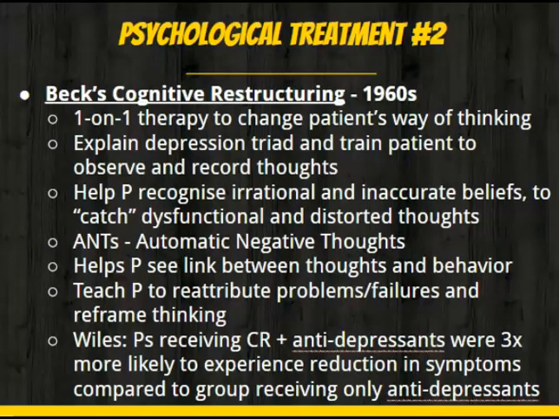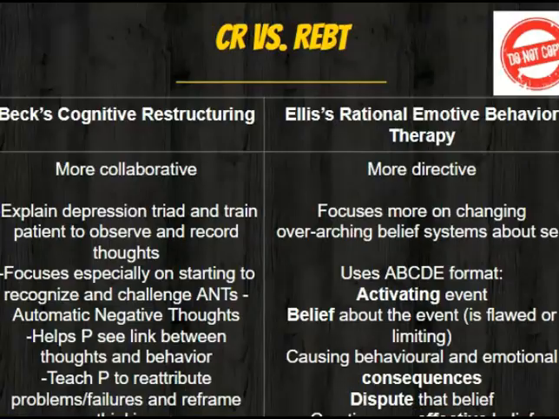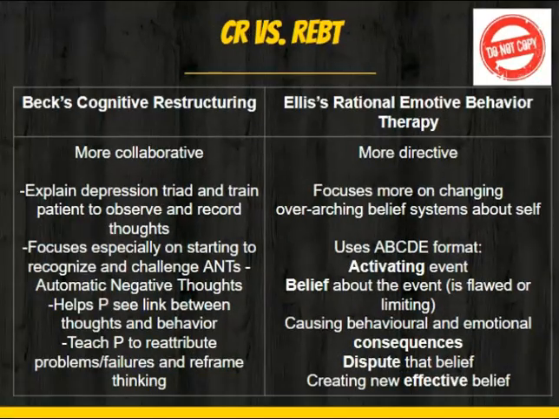There's been research too for cognitive restructuring, of course, proving that in this case, getting cognitive restructuring and antidepressants was 3 times more effective than just receiving antidepressants. So for REBT, we're thinking about that ABCDE. For cognitive restructuring, we're thinking about those ANTs. Now, if you want to take a look, here is a T-chart I created to help you distinguish between the two. They do have similarities for sure.